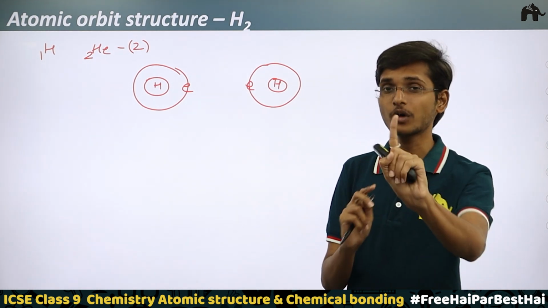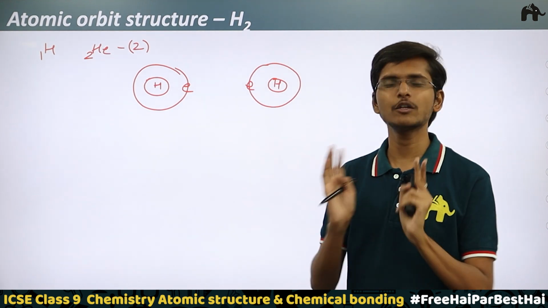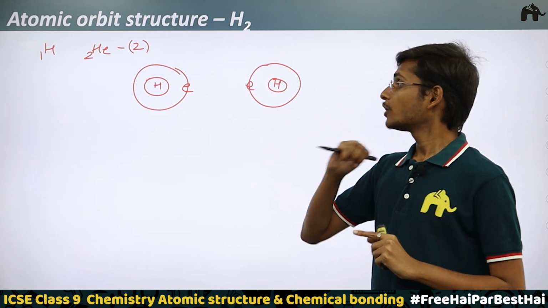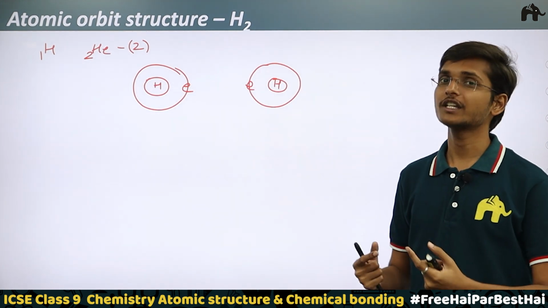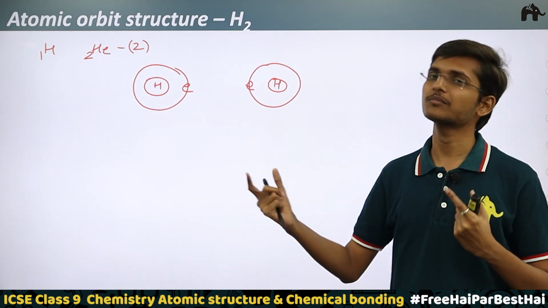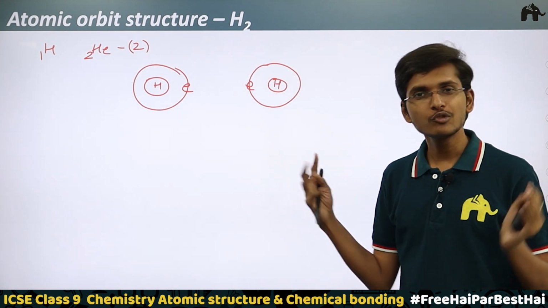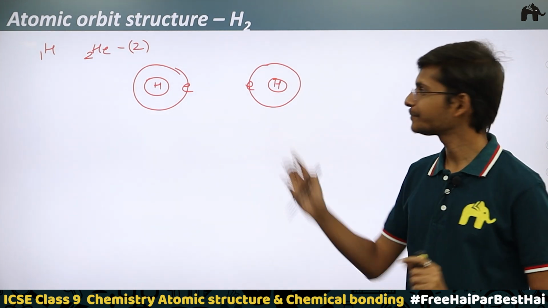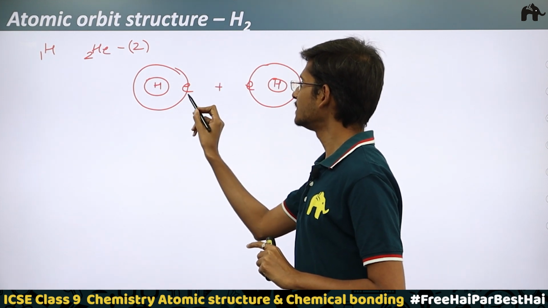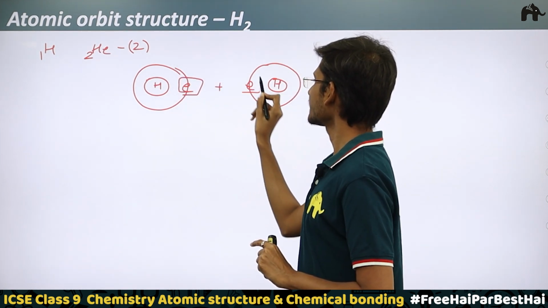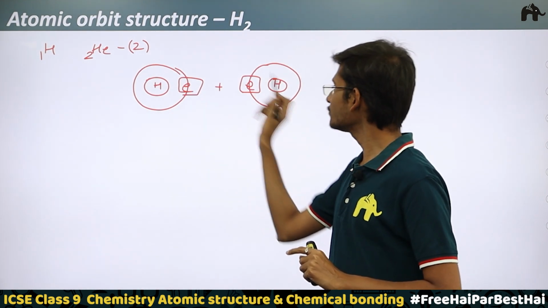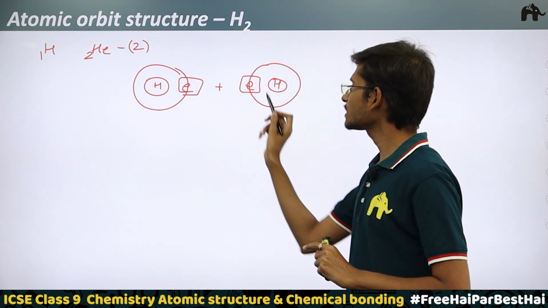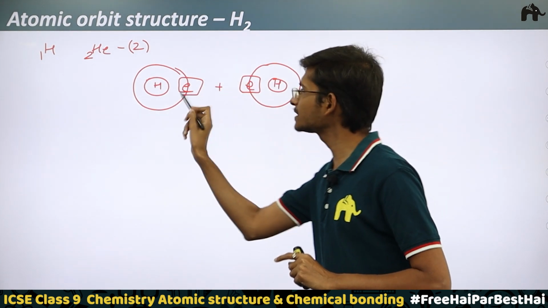Now it wants one electron, desperately, in its outermost shell. But the other atom also wants the same one electron. Now what would they do? The same chocolate story. They would share their only electron. So this hydrogen atom shares its only electron with this hydrogen atom, and this hydrogen atom shares its only electron with that hydrogen atom.